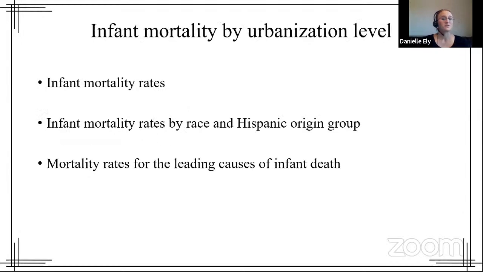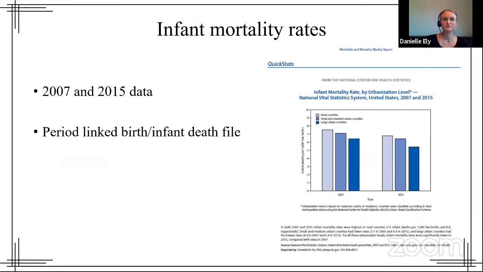When looking at infant mortality by urbanization level, I'll be discussing infant mortality rates in general, infant mortality rates by race and Hispanic origin group, as well as the mortality rates for the leading causes of infant death. For the overall infant mortality rates, we put out a release that looked at the 2007 and 2015 period-linked birth and infant death file data.